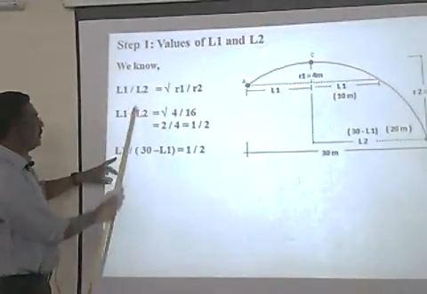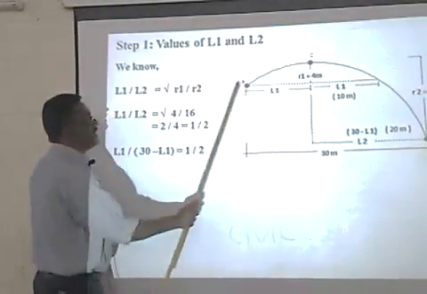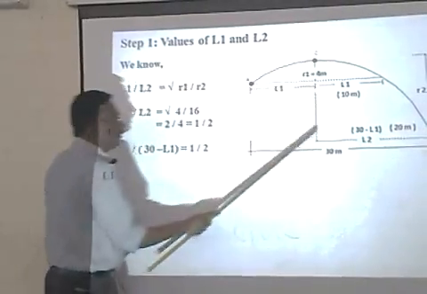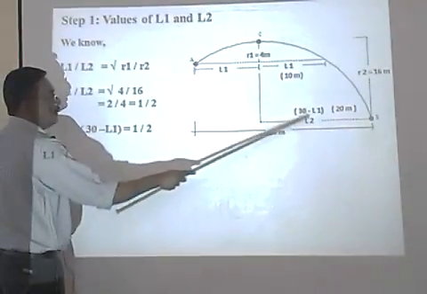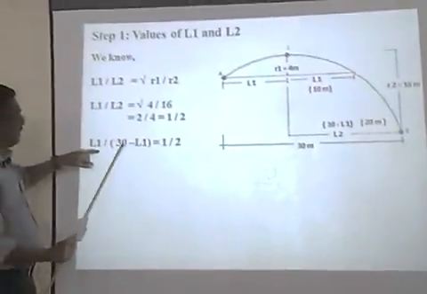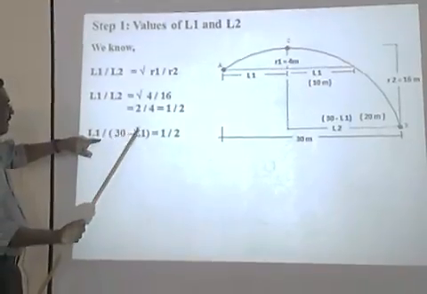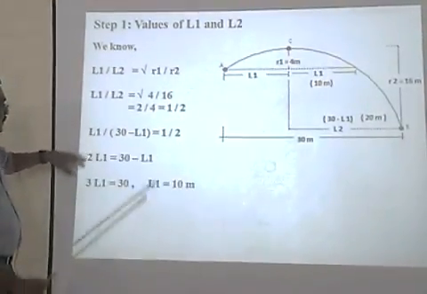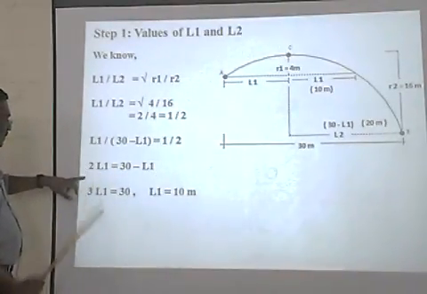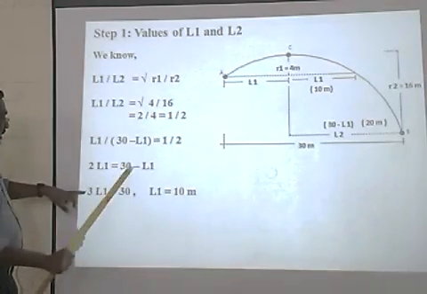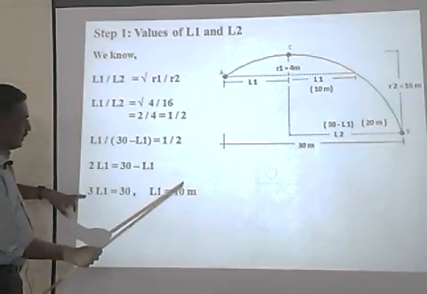Now let us replace this L2 with another form. Here, the whole span is 30 meters, and this is L1 and this is L2. Instead of L2, we can write 30 minus L1. So L2 will be equal to 30 minus L1. Let us substitute 30 minus L1 for L2. Now it will become L1 by 30 minus L1, which is equal to 1 by 2. So taking 2 on this side and 30 minus L1 on that side, we have 2L1 equal to 30 minus L1. On taking L1 to this side, we have 3L1 equal to 30. As a result, L1 will be equal to 10 meters.